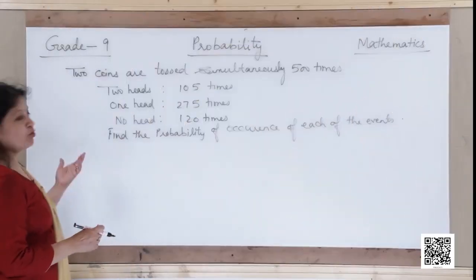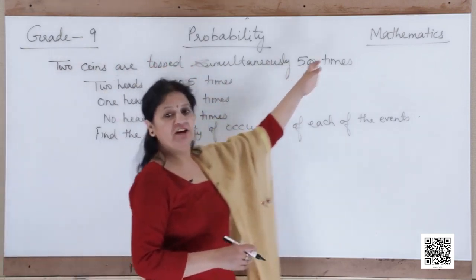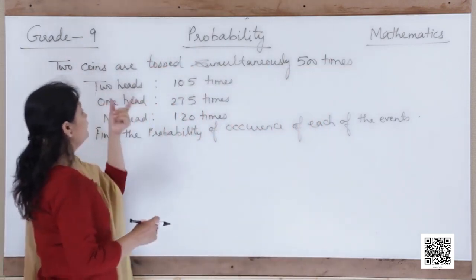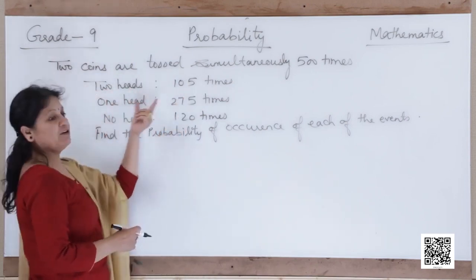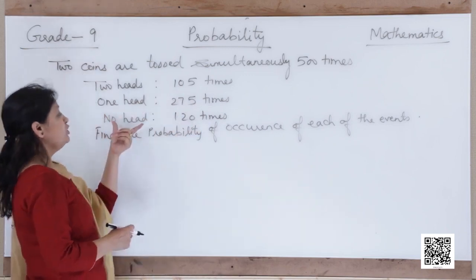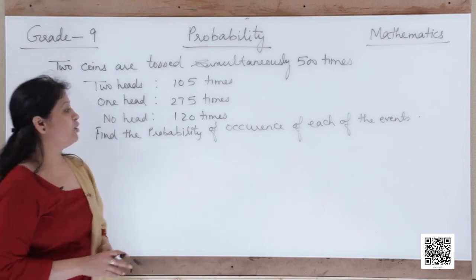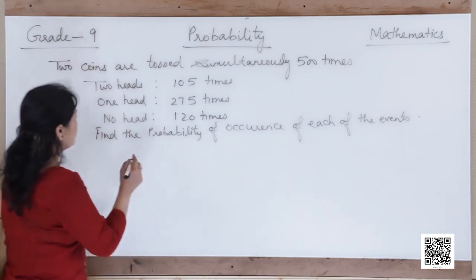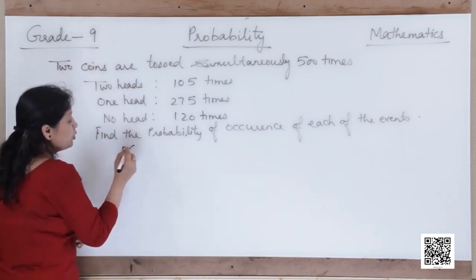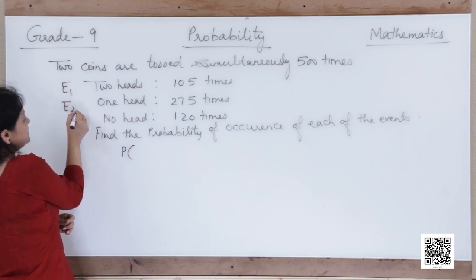Now let's take one more example. Two coins are tossed simultaneously 500 times. Now we have got two heads 105 times, one head 275 times, no head 120 times. Find the probability of occurrence of each of the events. Means we need to find the probability of two heads. Let's take two heads as event 1, one head as event 2 and no head as event 3.